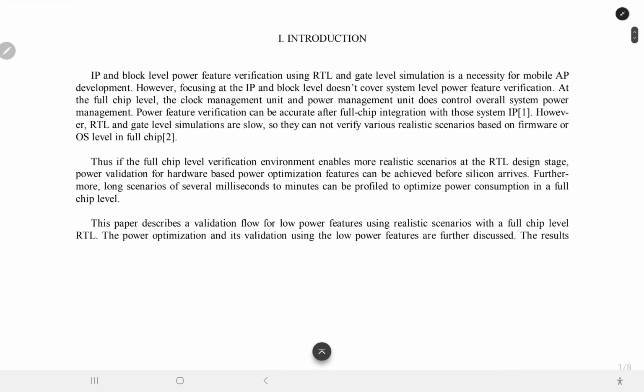Thus, if the full chip level verification environment enables more realistic scenarios at the RTL design stage, power validation for hardware-based power optimization features can be achieved before silicon arrives. Furthermore, long scenarios of several milliseconds to minutes can be profiled to optimize power consumption at the full chip level.